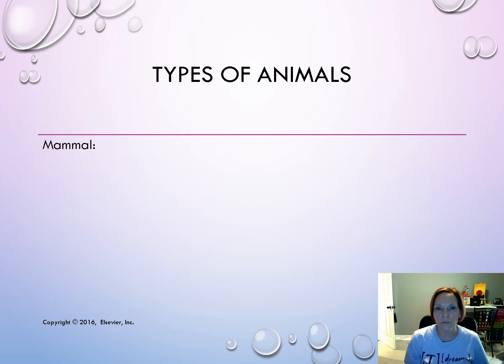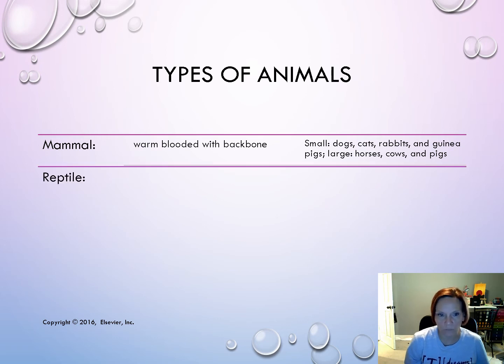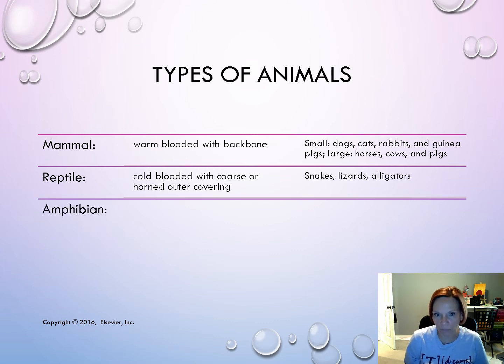So then there are types of animals. A mammal is warm-blooded with a backbone, such as small dogs, cats, rabbits, guinea pigs, and large ones such as horses, cows, and pigs. Reptiles are cold-blooded with a coarse or horned outer covering. You know anybody like that? I do. Snakes, lizards, and alligators. Now, I'm not so sure I'd want one of those to be a pet, though.